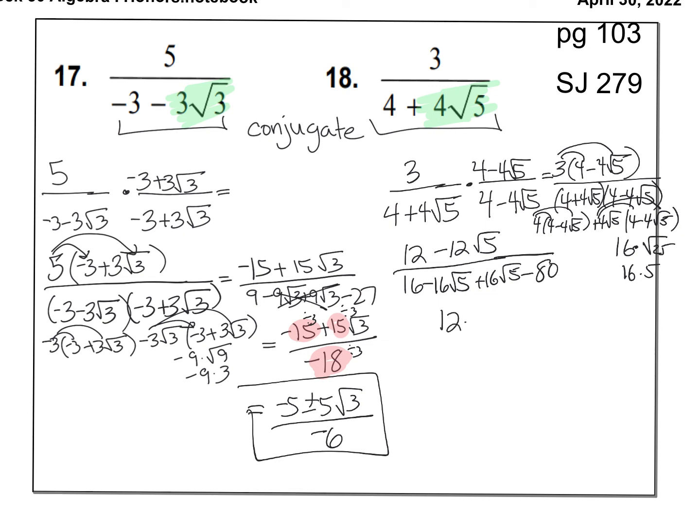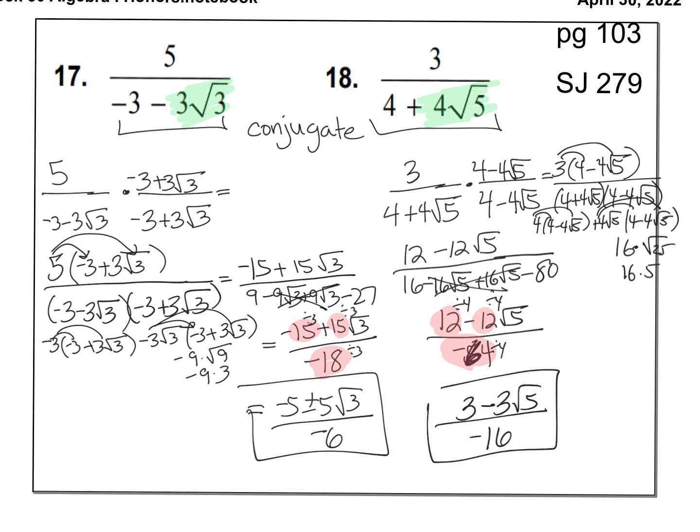So I have 12 minus 12 times the square root of 5. The denominator, the middle terms cancel out. 16 minus 80, is that negative 54? Nope, it's 64, isn't it? 10, 6, 7, 8, yep, negative 64. And then do these 3 terms have a common factor? I know they have 4 in common. So I'm going to divide them all by 4. I hope that's it. So 12 divided by 4 is 3, minus 3 square root of 5 over negative 16. That's the answer to number 18.